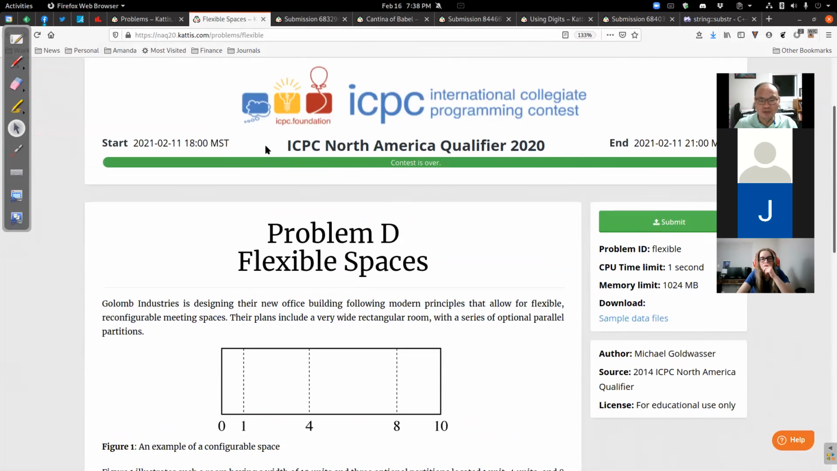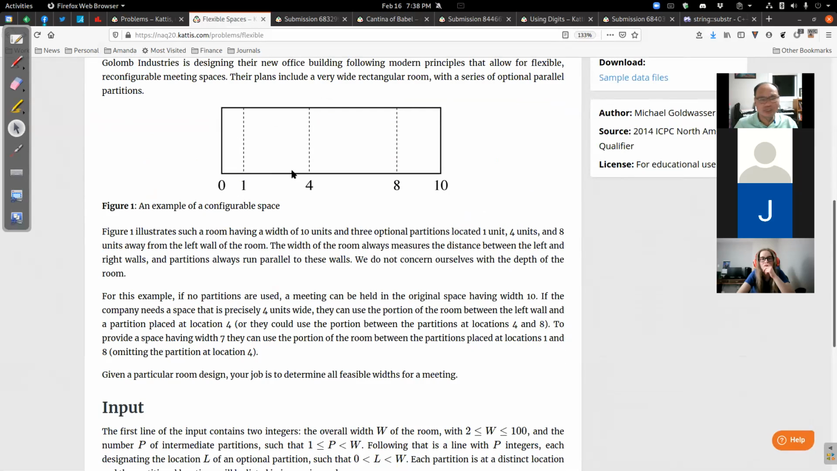Flexible space is the next problem. Basically you have this room, a wall or whatever, that's this long, 0 to 10, and you have these positions where you can decide to put a wall. For each position you can put a wall or not, it doesn't matter. And every time you put a wall, you can form spaces. For example, if you put a wall at 1 and a wall at 4, then you can form a space of length 3. But you can also form a space of length 6 from 4 to 10, and a space of length 1 from 0 to 1. And the question is, what are all the different sizes that you can form by putting in 0 or more walls?